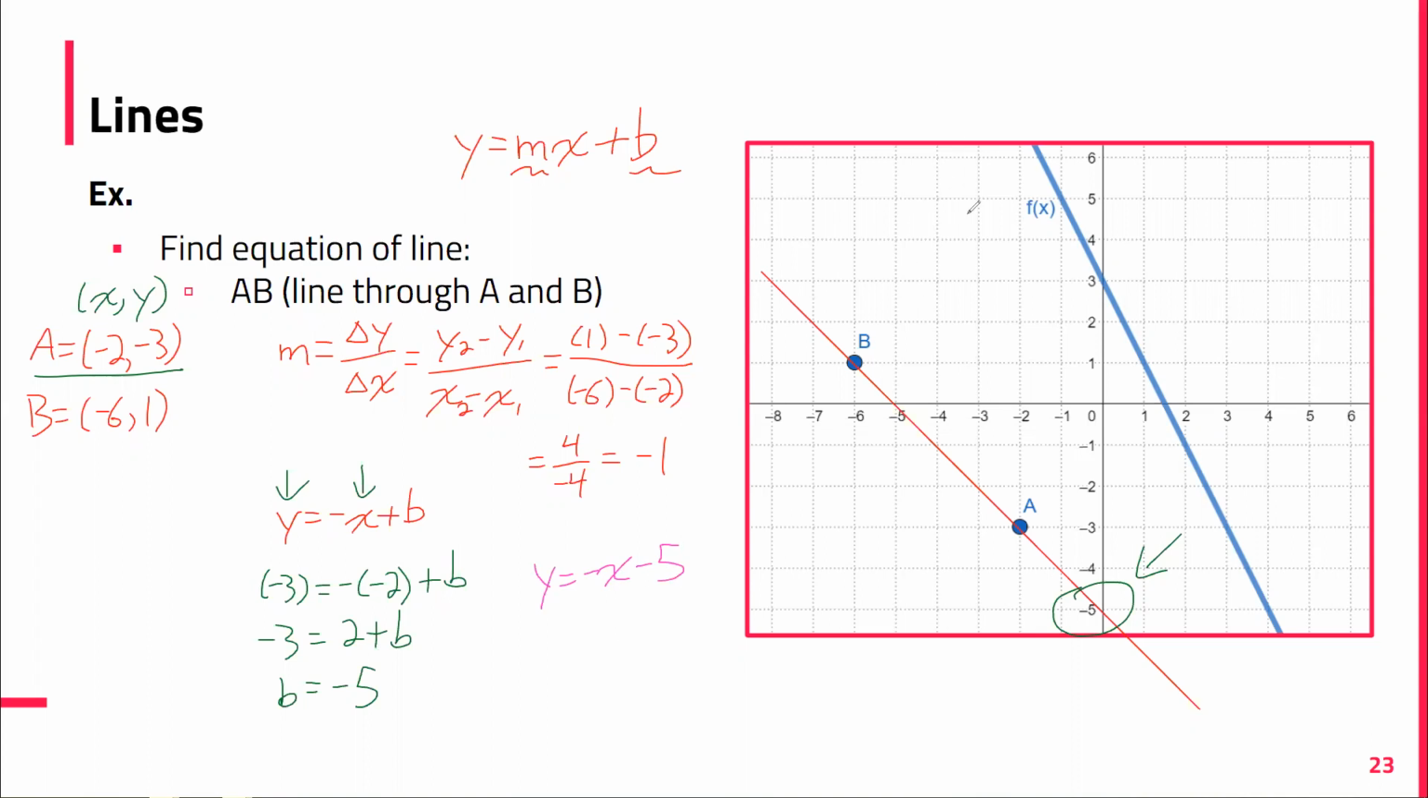Let's say we're not 100% confident. How can we check our answer here? Which x, which y would we put in? A or B, which one's the better choice? The one with the lower numbers. The one that makes the math easier.